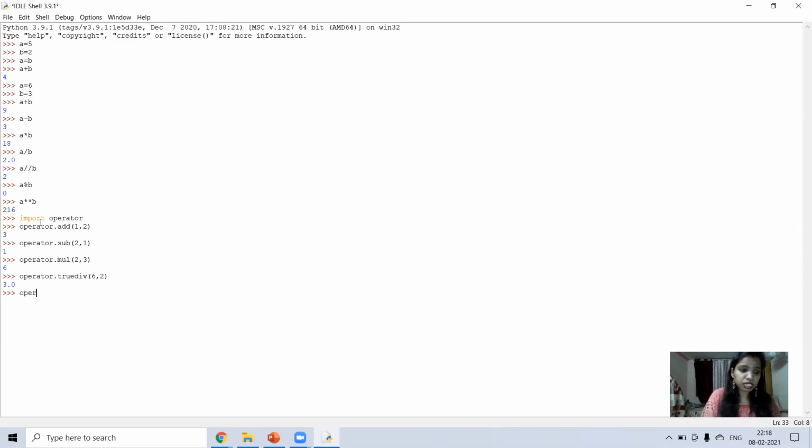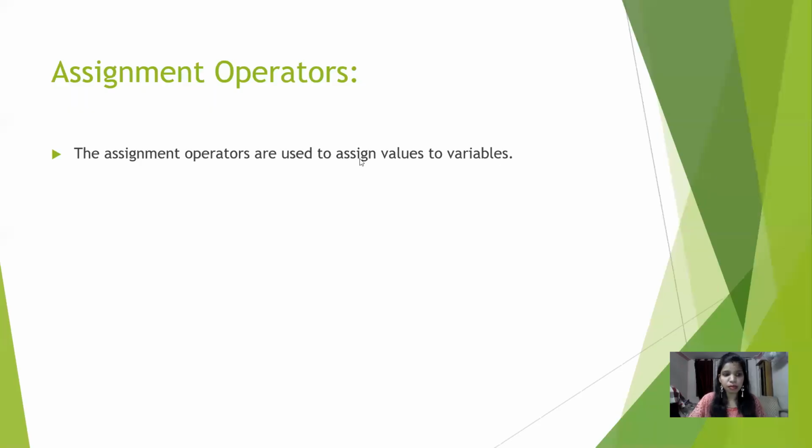But if I want only an integer number after division, I have to use floordiv. Now 6, 2, or 6, 3 also you can take. So the answer is 2. It will not show 2.0 like this. Now for power, operator.pow, 2, 3, means 2 into 2 into 2, so the answer is 8.